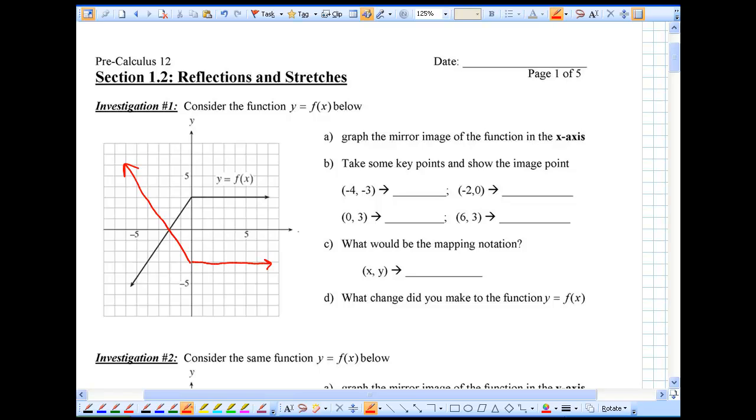So taking the point -4, 3, so that was this one here. The image point is up here, and I'll put that as x, which just becomes -4, 3. If I took -2, 0, well that just stays at the same point, so that's just -2, 0.